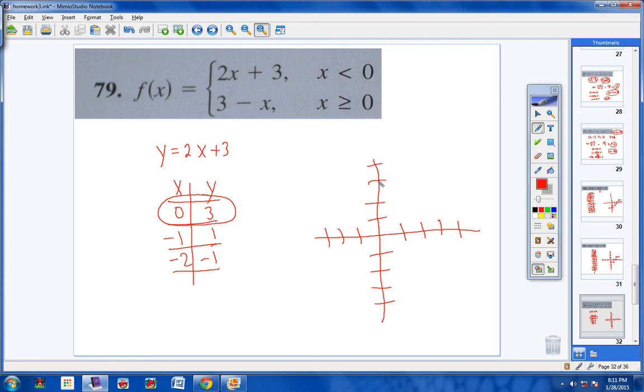So (0, 3) is 1 point, but notice it's an open point. Then (-1, 1). And then (-2, -1). So there we go.